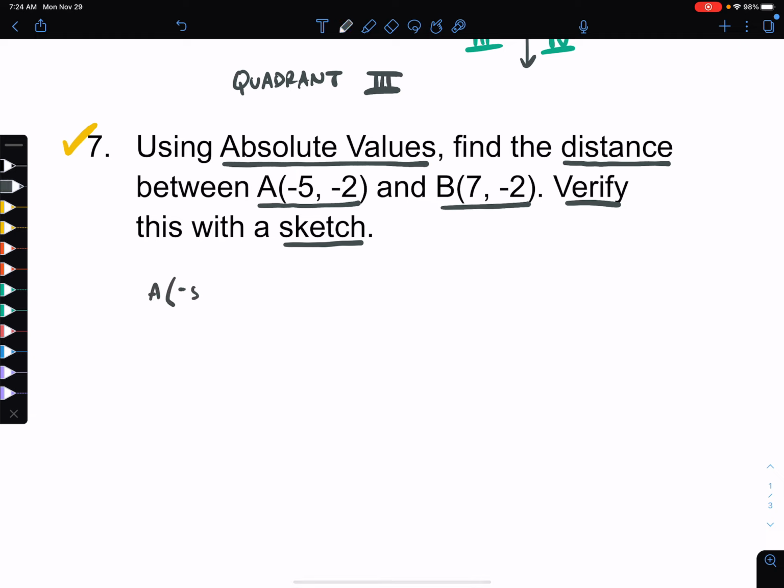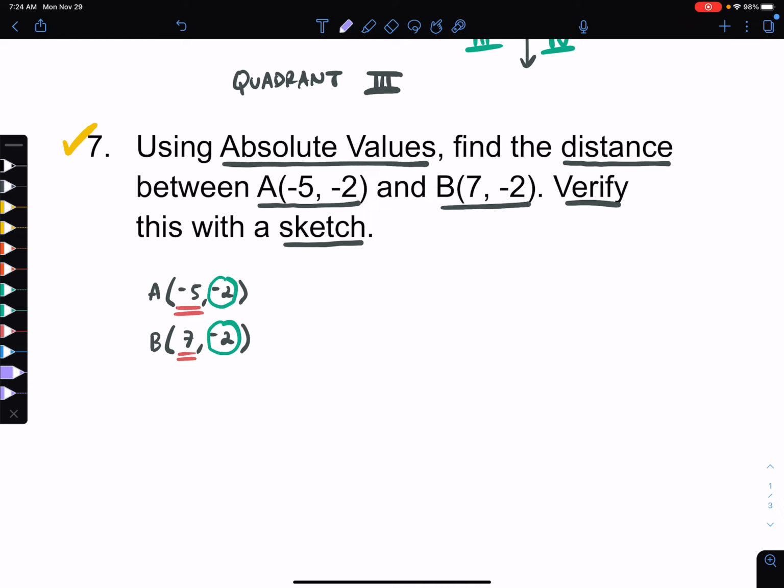For A, we have -5, comma, -2. And for B, we have 7, comma, -2. So check to see what matches here. It looks like these are the matching numbers, right? And so what doesn't match are these -5 and +7. So since they're in different quadrants, how do we write this using absolute values?